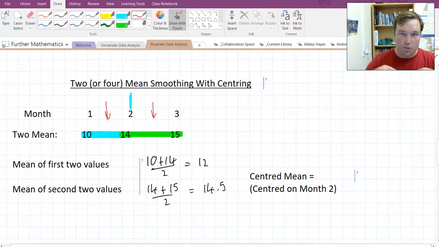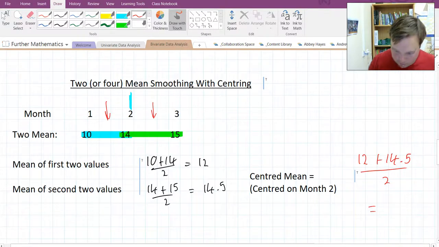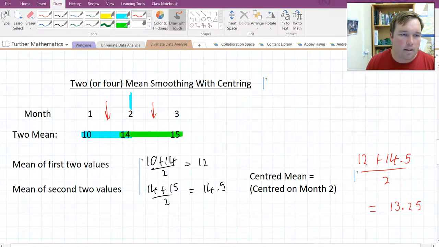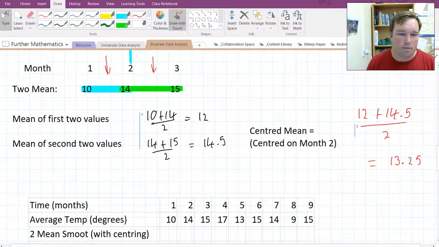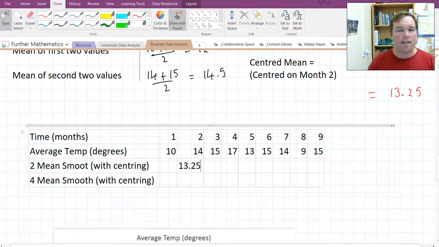Now what that's really got you is the mean of here and here. Now to center it on the 2, what we do is we add them together and divide by 2. So we do 12 plus 14.5 over 2, which is 26.5 divided by 2, 13.25. So therefore the value that would fall in here with 2 mean smoothing is 13.25. Taking the left pair, the right pair, so 2 means either way, and then the mean of those means.